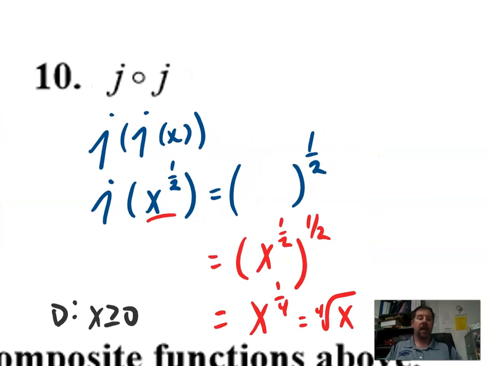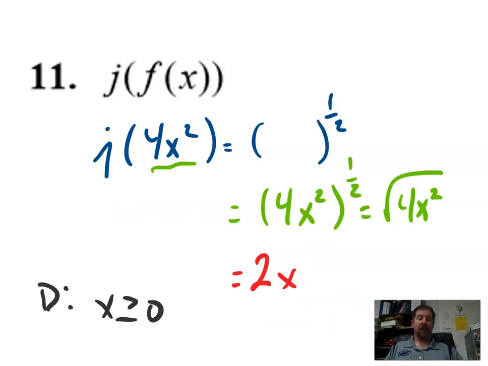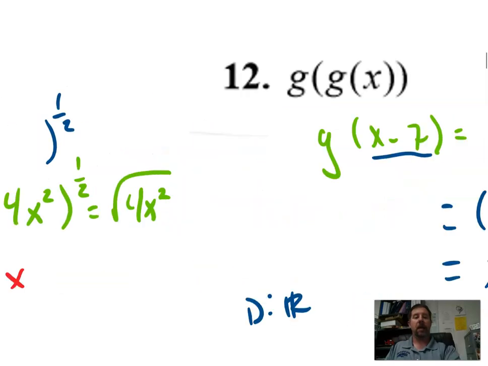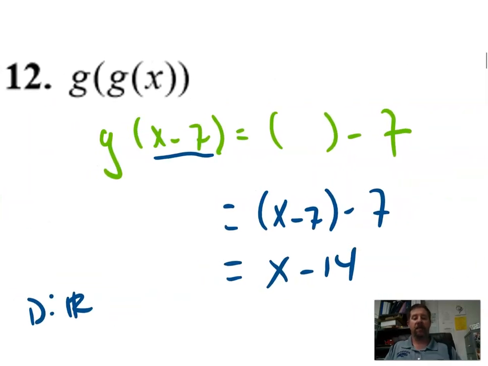Here is number 10. Again, same idea. Your final answer should be x to the 1/4, or the 4th root of x. And again, because the 4th root of x is a radical, you would also have to restrict your domain to x is greater than or equal to 0. Same with 11. I'm going to plug in f of x, or 4x squared, into j of x, and I get 2x as my answer, and I have to restrict my domain. And then number 12 would be x minus 14.